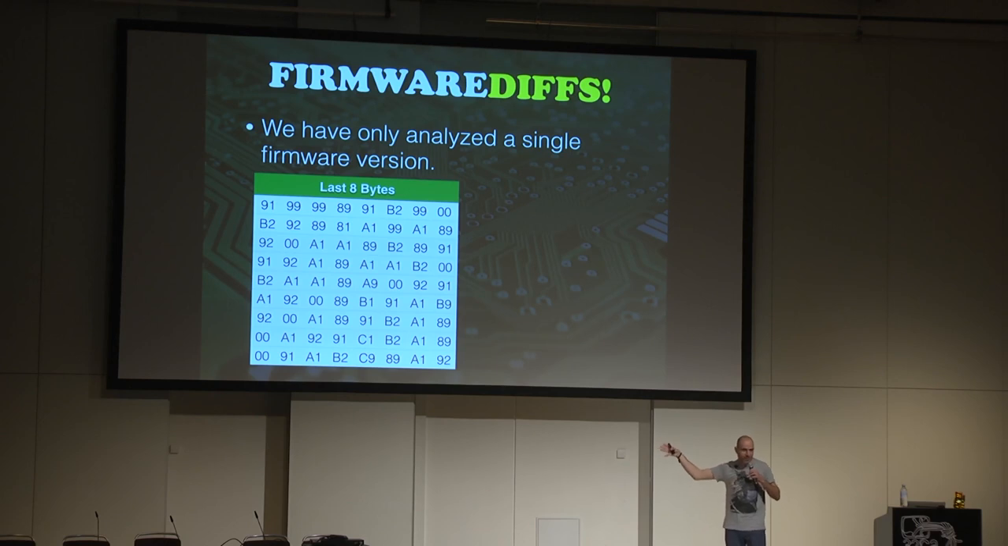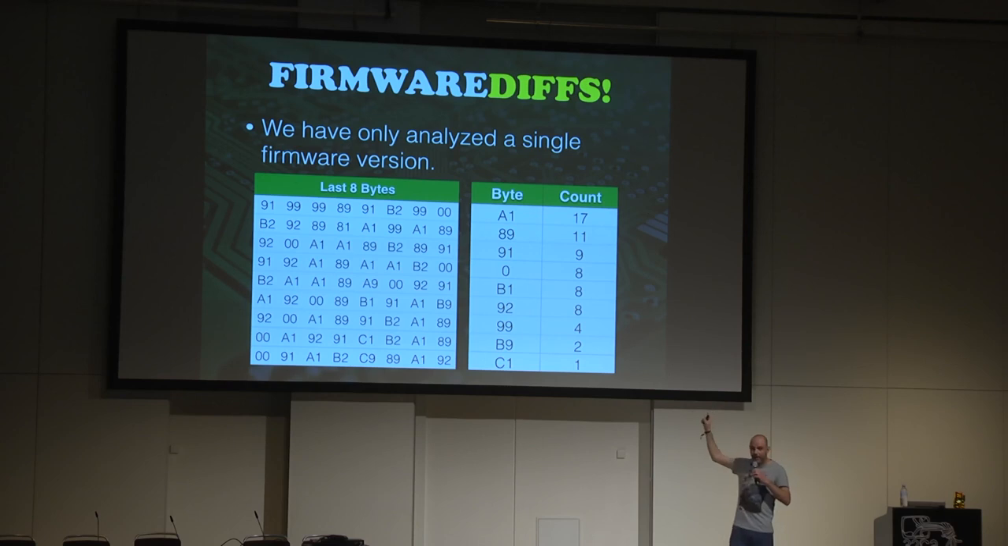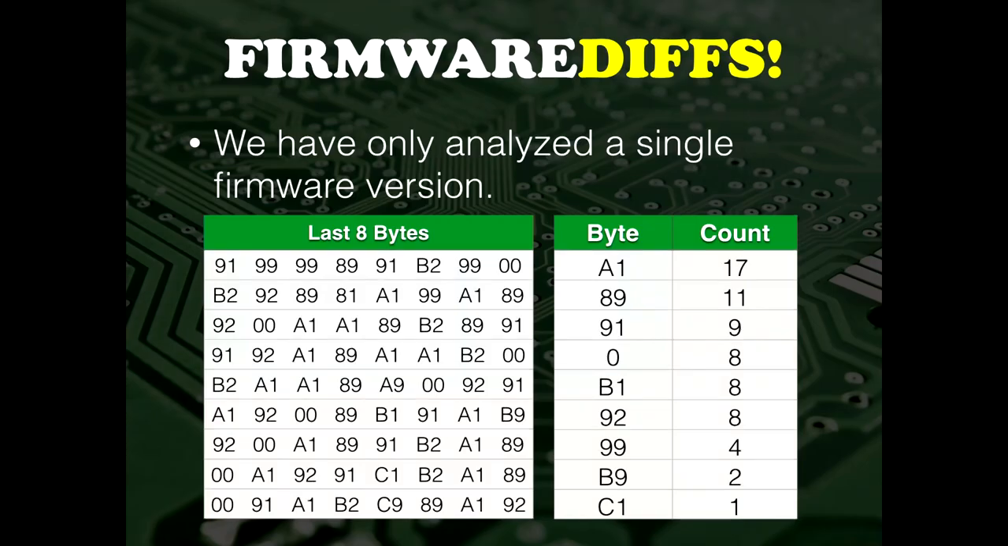Something here looks strange, you see? Because look at this. The byte A1 appears 17 times, right? This is not random. There's some kind of data in here. We just need to understand what it is. But how? How do we do this?